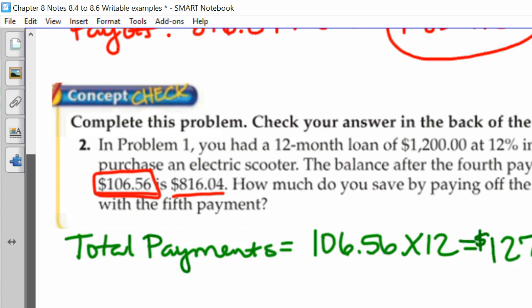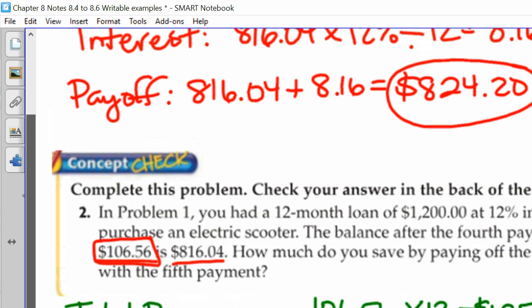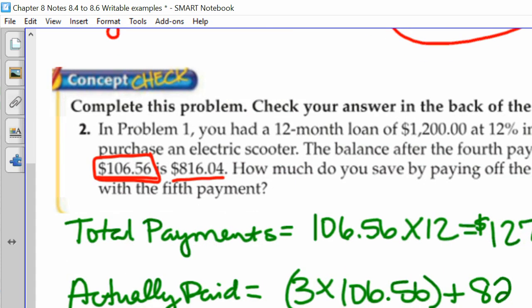Okay, now we're going to calculate how much we actually paid. So we made the first three payments of $106.56, and we also made our final payment of $824.20. So altogether, 3 × 106.56 is $319.68, plus our $824.20. So we paid $1,143.88.